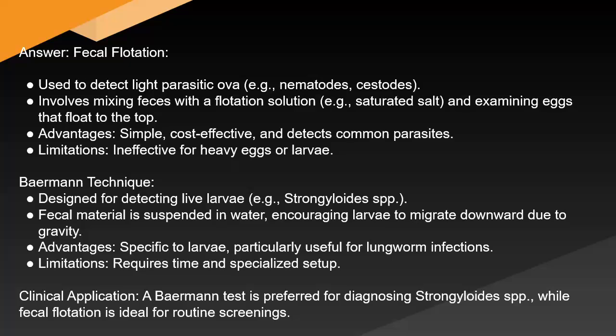Advantages: simple, cost-effective, and detects common parasites. Limitations: ineffective for heavy eggs or larvae. Baermann technique, designed for detecting live larvae, e.g. Strongyloides spp. Fecal material is suspended in water, encouraging larvae to migrate downward due to gravity. Advantages: specific to larvae, particularly useful for lungworm infections. Limitations: requires time and specialized setup. Clinical application: a Baermann test is preferred for diagnosing Strongyloides spp, while fecal flotation is ideal for routine screenings.